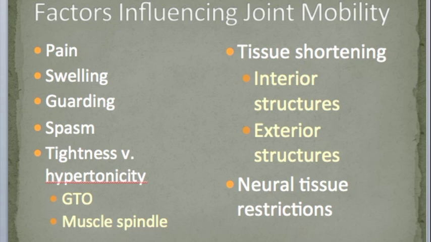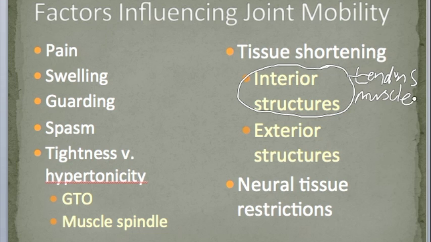And here I put a few notes. When we talk about tissue shortening, here when we're talking about the interior structures, what I mean by interior structures is that's where you're talking about some of the things like tendons and muscles, joint capsules. So kind of all that interior tissue that surrounds a joint that can become shortened.